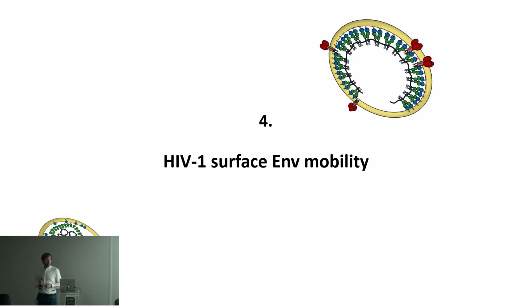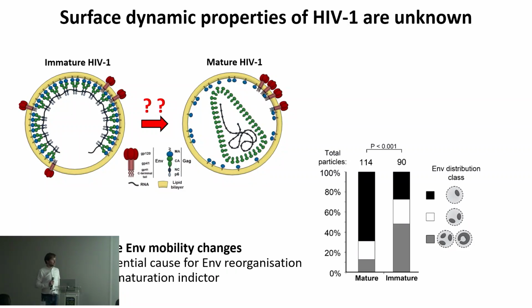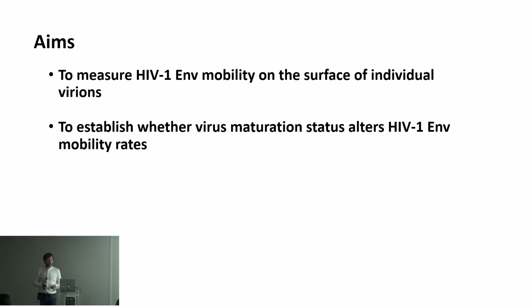So then the next step would be to look at the HIV ENV mobility, to extend the studies into the dynamic domain. Like I said before, we observed the changes in distribution, but what about the mobility? The question we asked was, what is happening dynamically? Are there any mobility changes that are a potential cause for the ENV reorganization and maturation? So the aims for this particular study were to measure HIV ENV mobility on the surface of individual virus particles and to establish whether the maturation status alters these mobility rates.